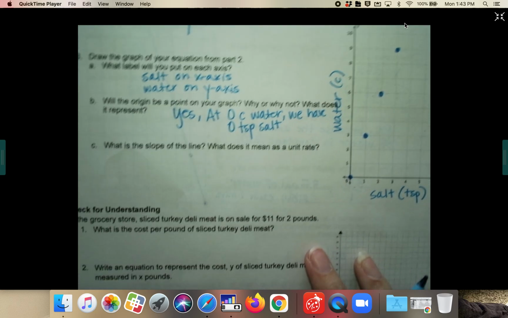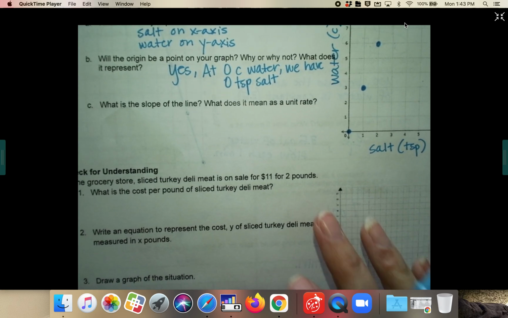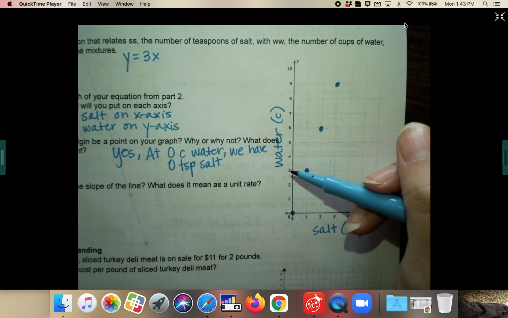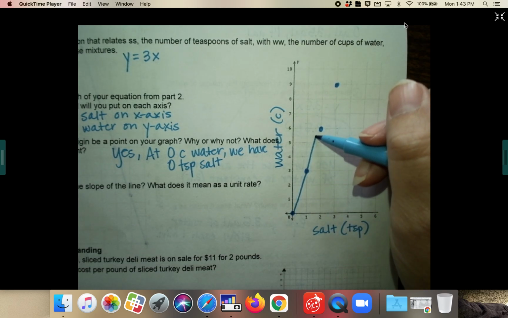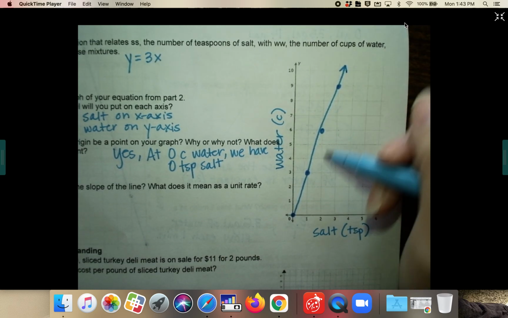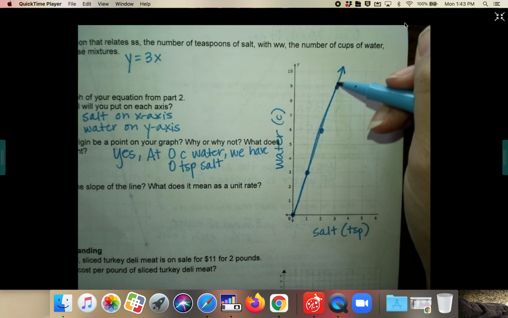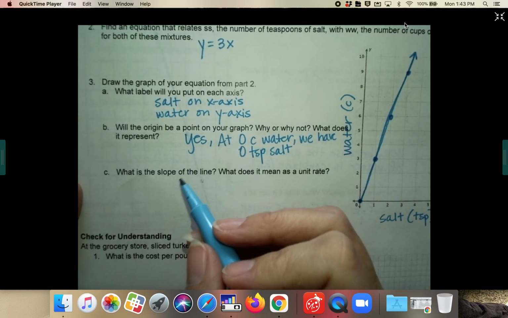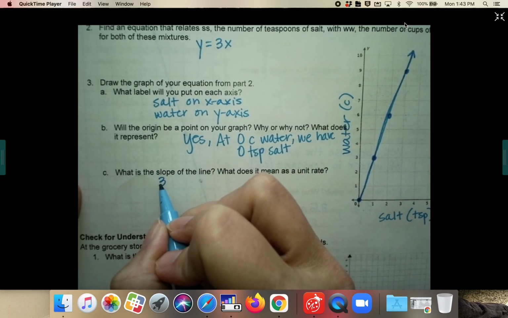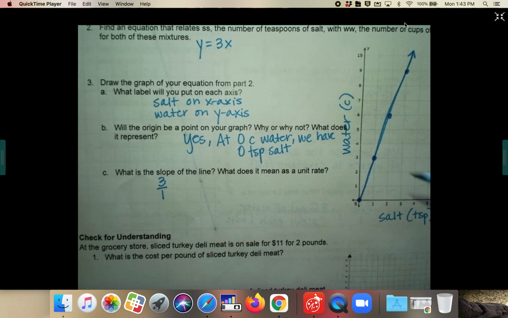Okay, what is the slope of the line? Obviously the slope is up 3 per over 1. Actually, I never drew my line in. Let's go ahead and draw my line. I'm going to put an arrow at the end because it would keep going. If I were to keep adding more and more cups of water, I'd add more and more teaspoons of salt. So this keeps going. The slope of the line is 3, or 3 per 1, because it's up 3 over 1. That's how steep it is.